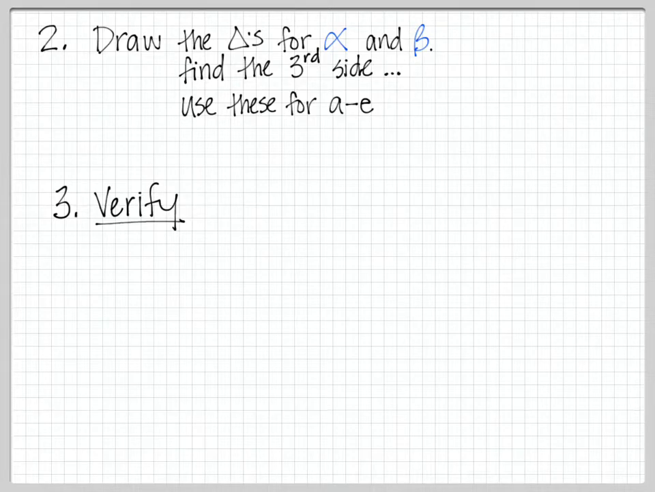Number 3, it says establish the following identities. That means it's the same way as saying verify. So you've got 2 verification problems, and you might have to do a little bit of work on both the left side and the right side, but do your best and work hard on those.